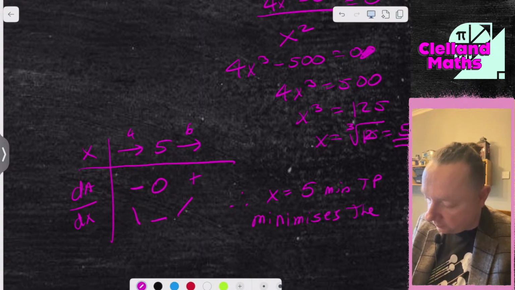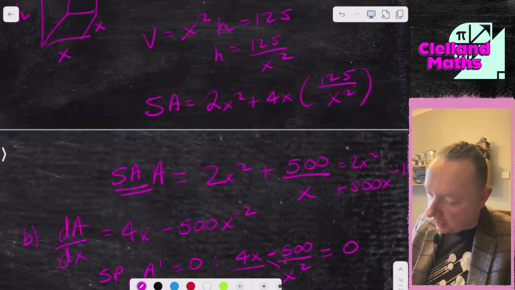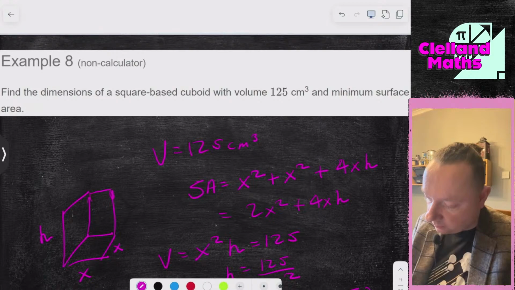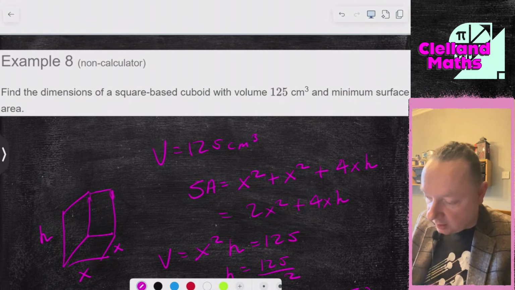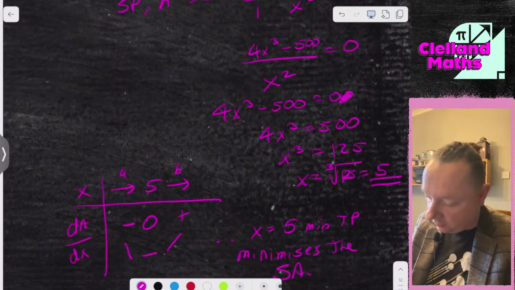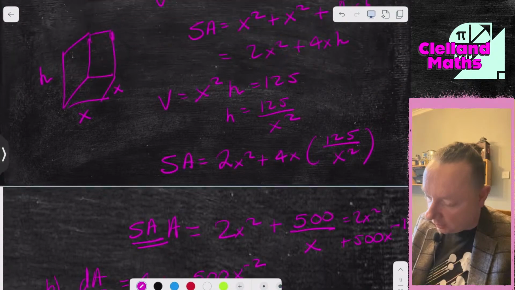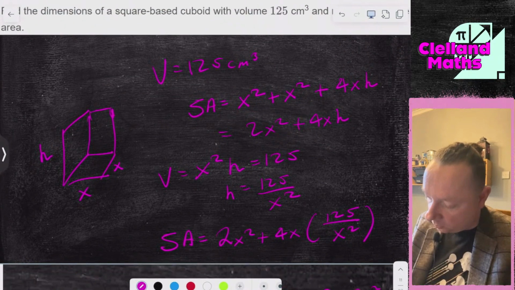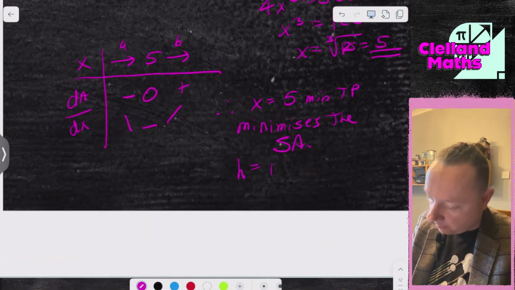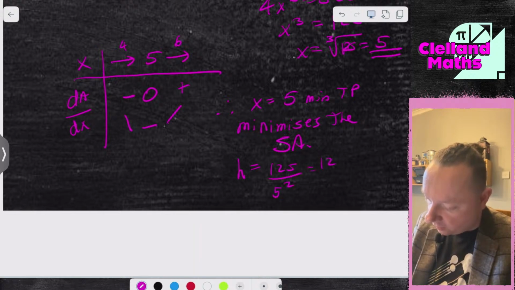Do we get asked to work out the surface area? Find the dimensions and the surface area. Okay, the dimensions, well, x equals 5. That h, remember, we've already got is equal to 125 over x squared. So 125 over 5 squared, 125 over 25, which is 5 as well. So it's actually a cube.